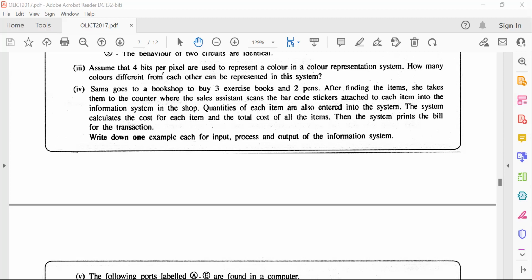Okay. Achira, what do you think? If you have 4 bits, how many colors we can represent?